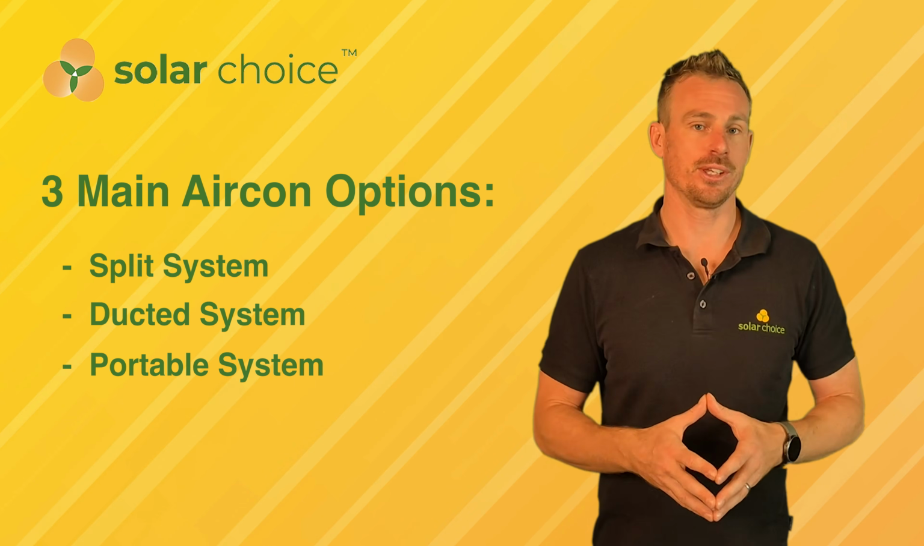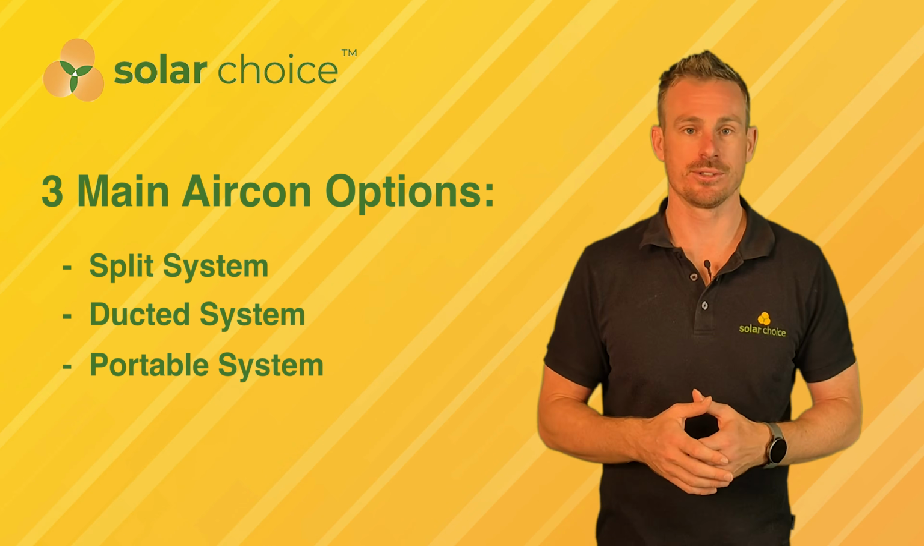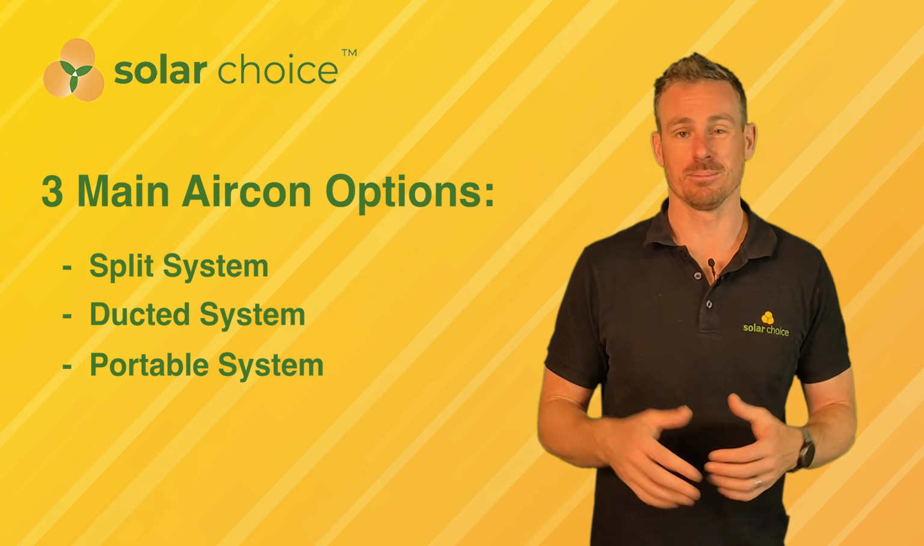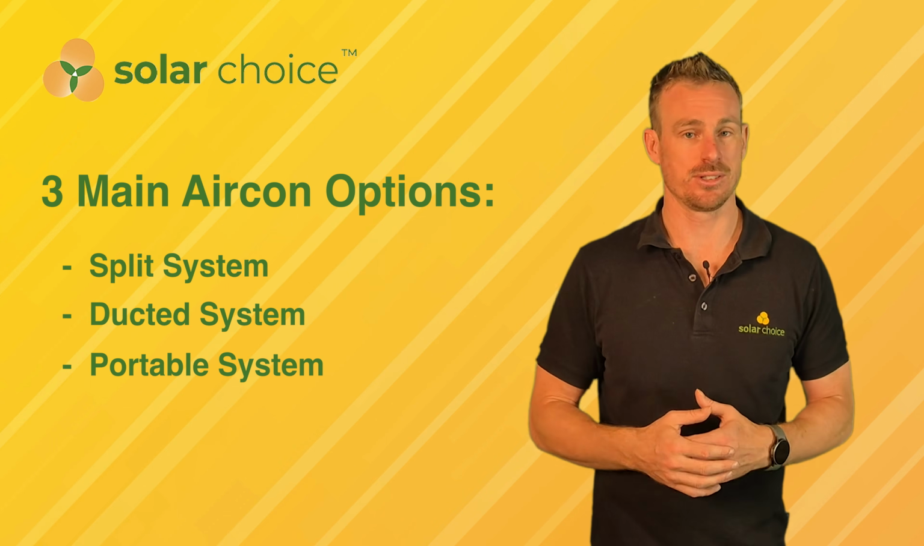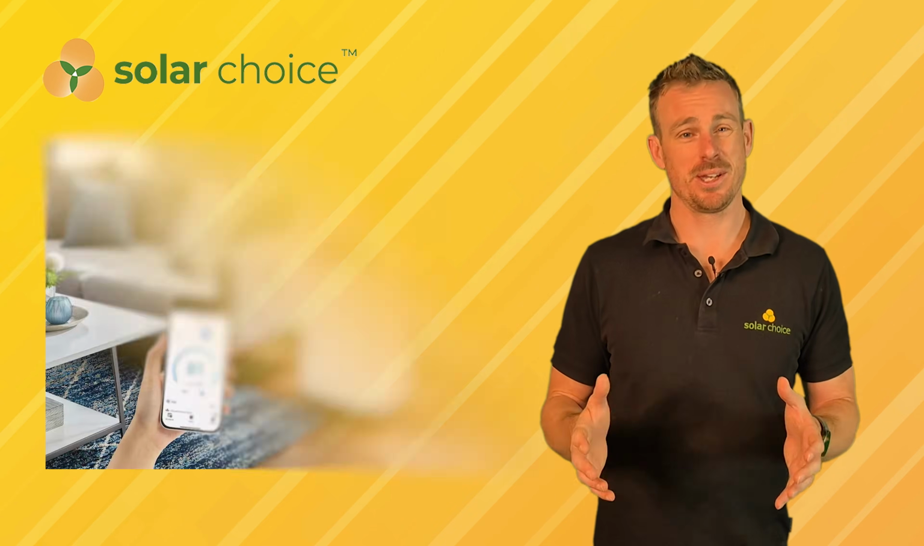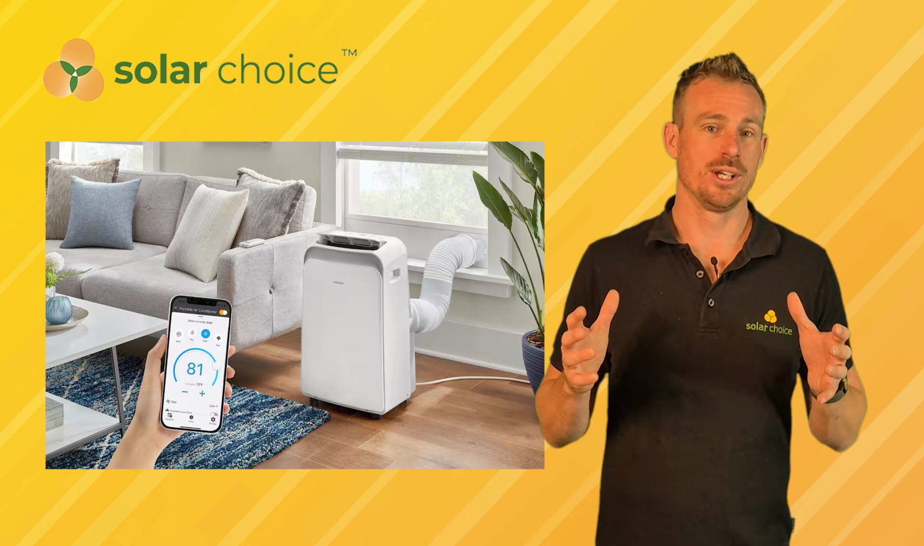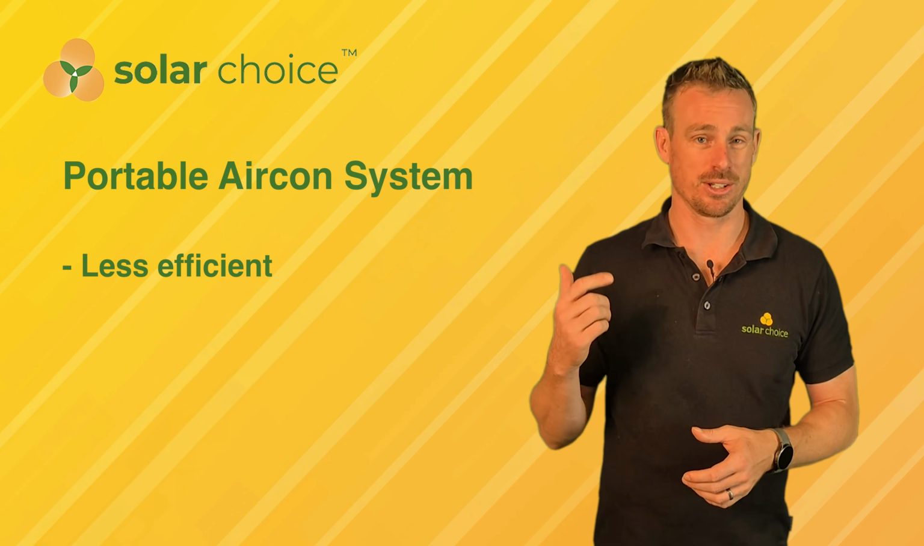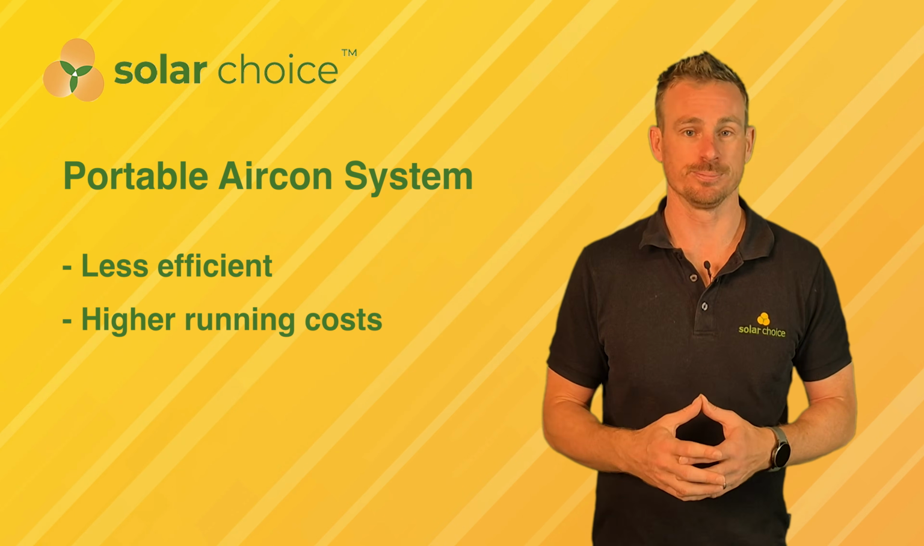The third type to think about is portable or window units. These systems can be bought at an appliance store and are typically plug and play without any specialized installation requirements. They're best suited for renters or temporary cooling requirements. In the long run, they're less efficient and are going to cost you more on your electricity bill.